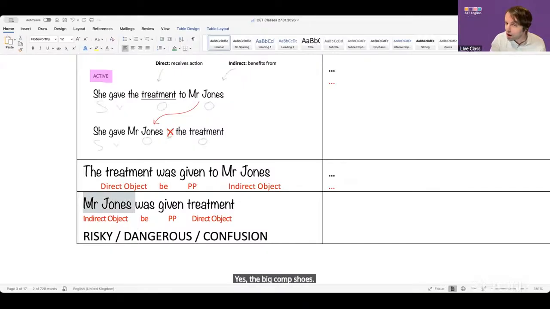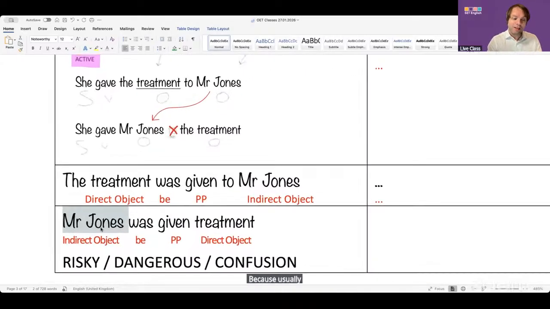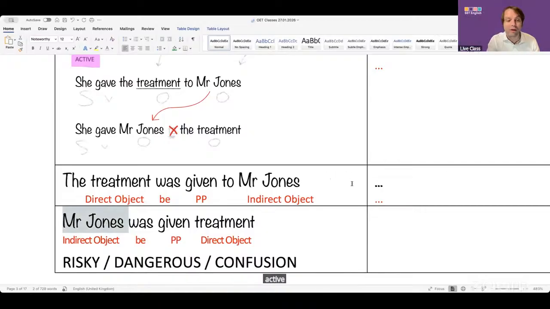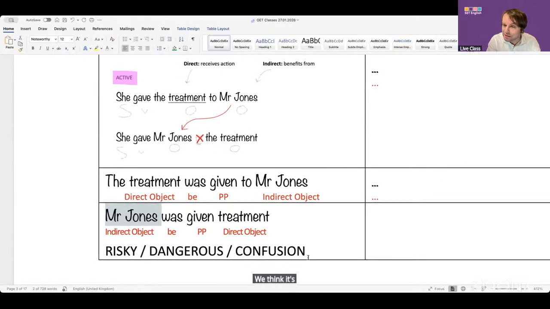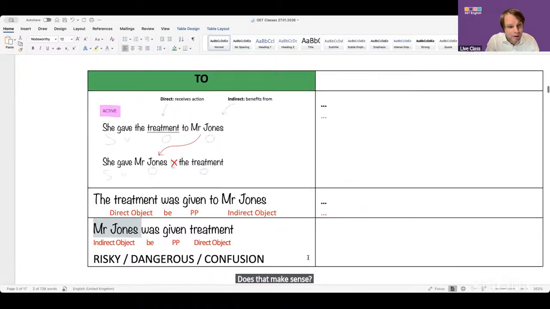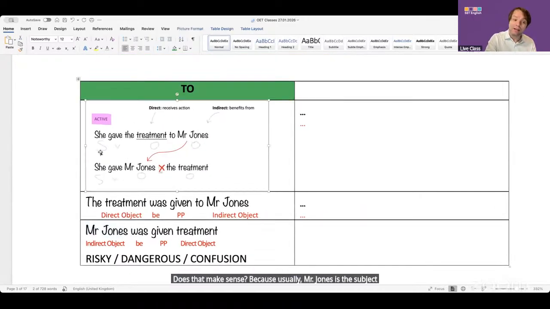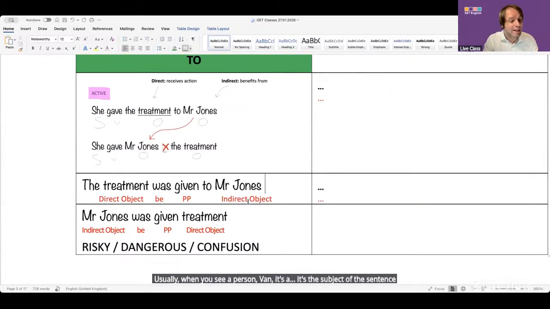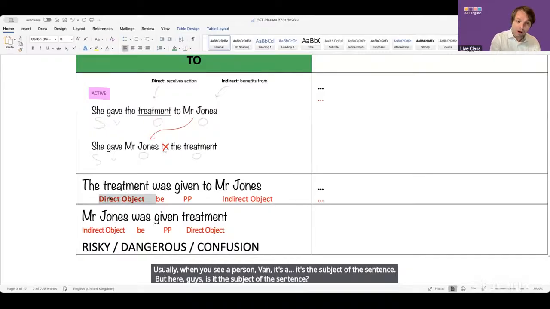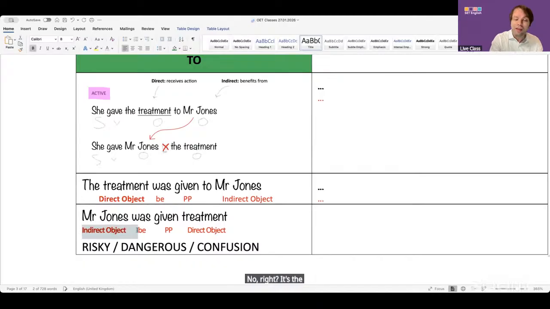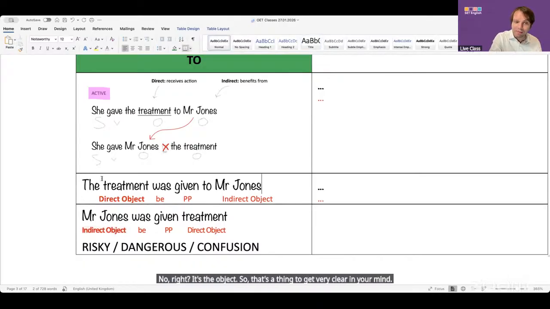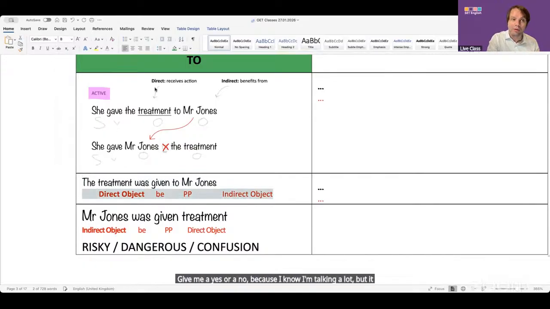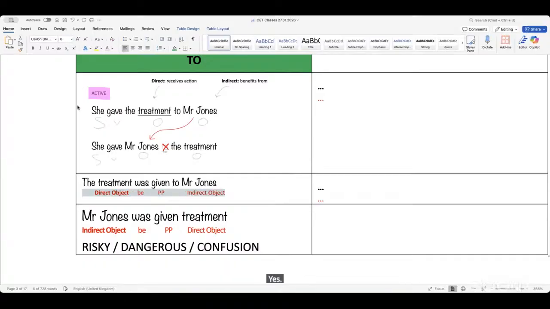Do you know why it's confusing? Because usually when we see Mr. Jones, we think active. We think it's an active sentence. Because usually Mr. Jones is the subject, right? Usually when you see a person, it's the subject of the sentence. But here, guys, is it the subject of the sentence? No, right? It's the object. So that's a thing to get very clear in your mind. Does that make sense, everyone? Give me a yes or a no, because I know I'm talking a lot, but it's really important that you understand. Just because you see Mr.